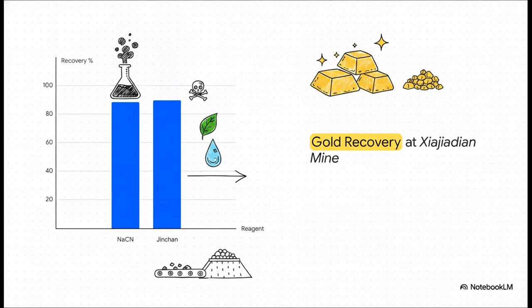But the real question is, does an eco-friendly alternative actually work in the real world? Well, the data from the Jiajidan mine tells a pretty compelling story. When they used traditional, highly toxic sodium cyanide, they saw an 88.7% gold recovery rate. Not bad. But when they tested the jinshan reagent at a dose of just 300 grams per ton, the recovery rate hit 89.8%. I mean, the numbers speak for themselves. This modern, environmentally safe alternative doesn't just match the old toxic methods, it actually slightly outperforms them.